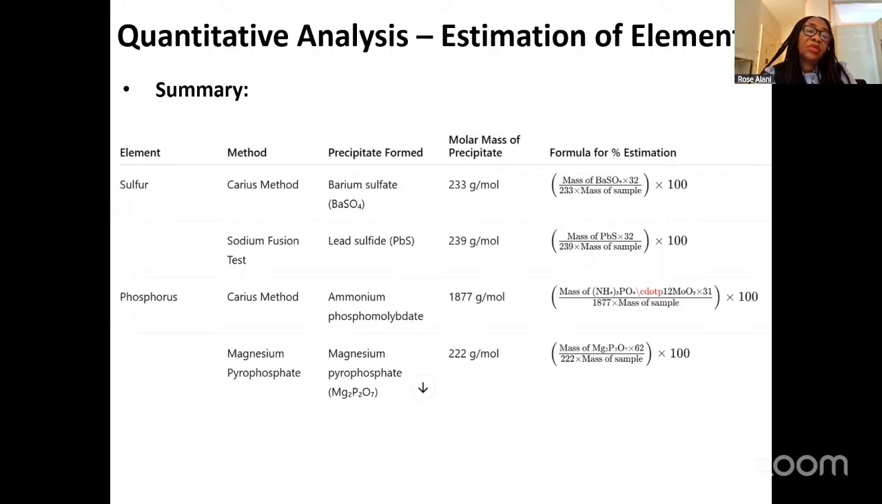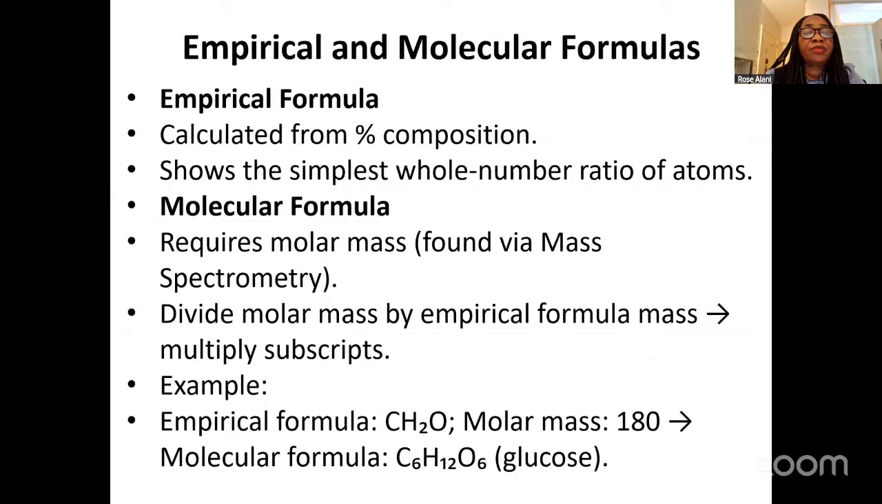So we have a summary here of the different methods. This is a summary at a glance for those different methods.